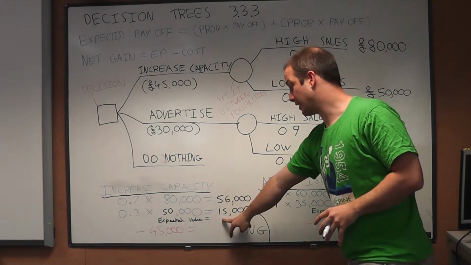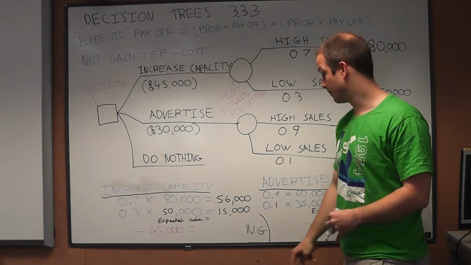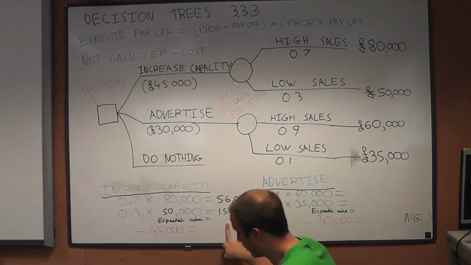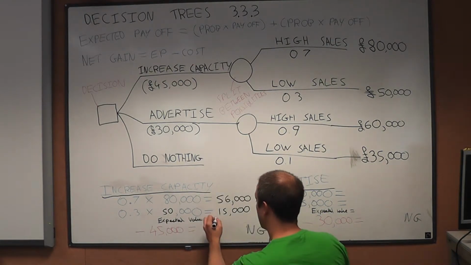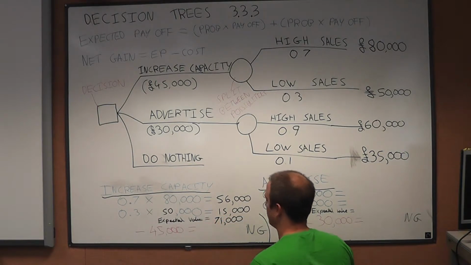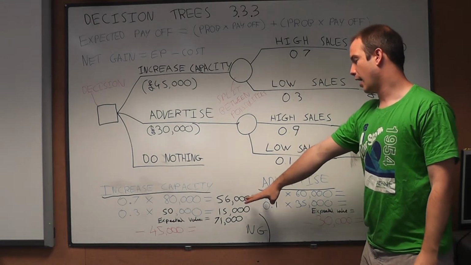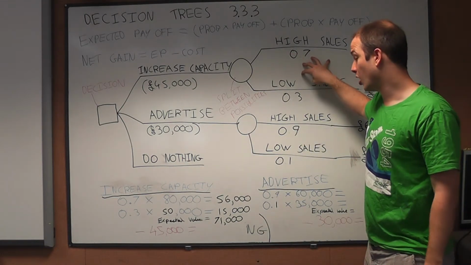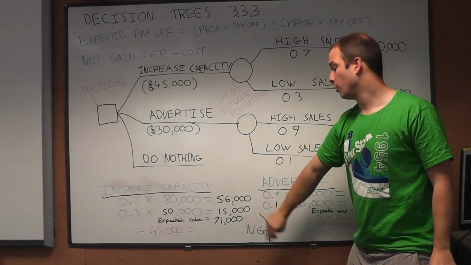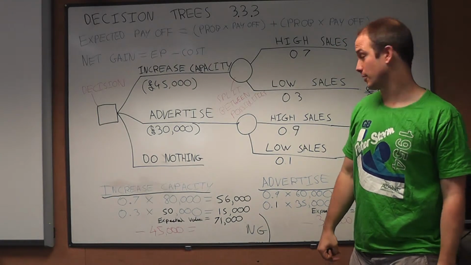And then to calculate the expected value, we're going to add them together. So we're going to bring these two numbers together, which is going to give us £71,000. So we assume that if we played this game 100 times, or made this decision 100 times, on average, our payoff would be £71,000.